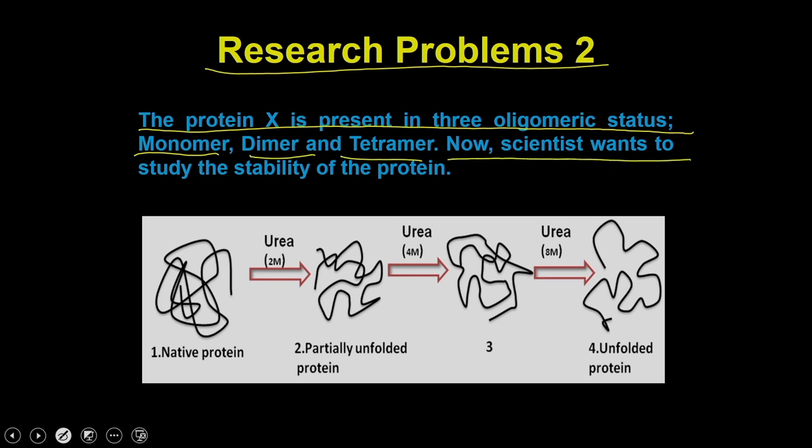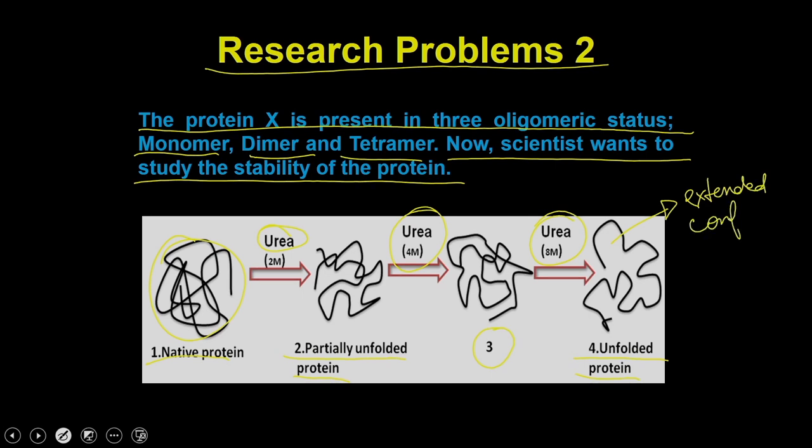Now scientists want to study the stability of the protein. You know that the native protein is folded; it forms compact structures. When you expose it to denaturing agents, it initially becomes a partially unfolded protein. When you increase the denaturing condition further, the structure becomes slightly more loose, and at very high concentrations of the denaturing agents, the protein gets completely unfolded and forms extended conformations, which means the radius of this structure is going to be very large compared to the native protein.